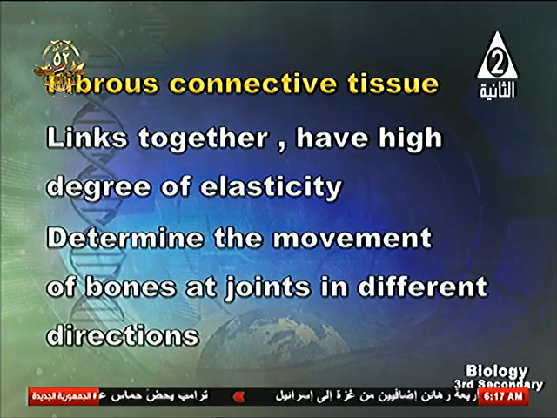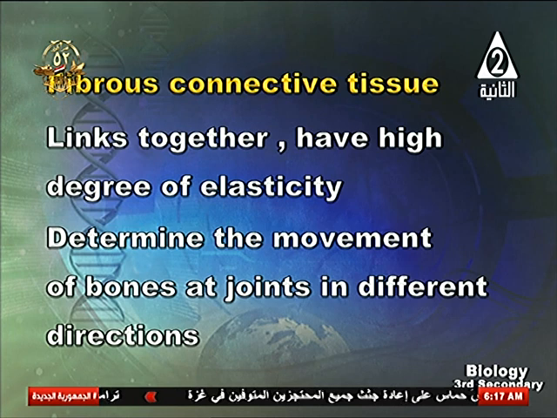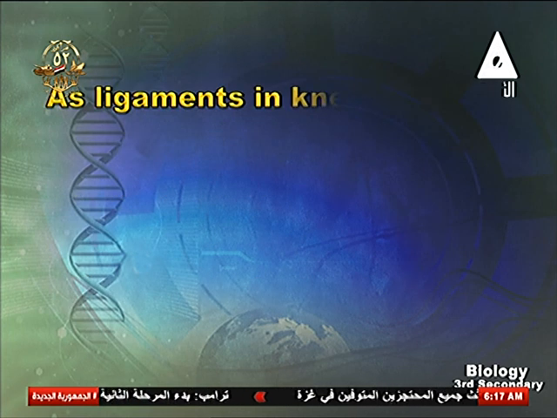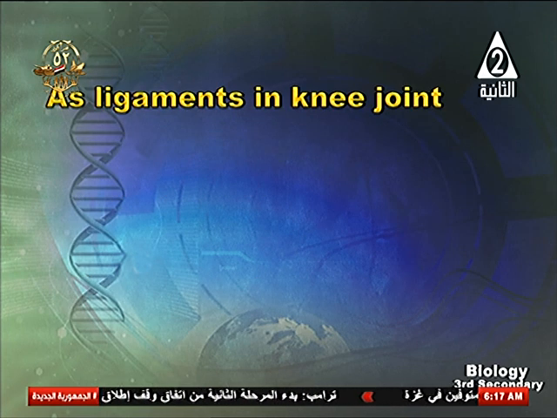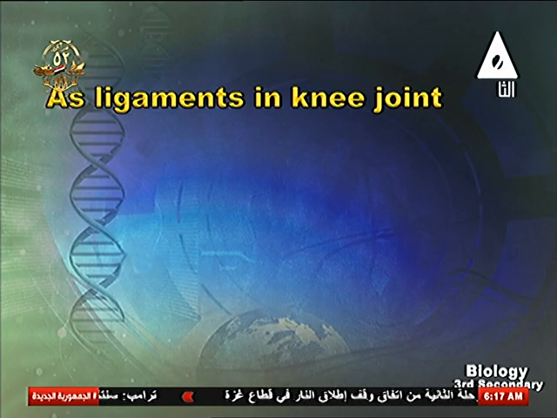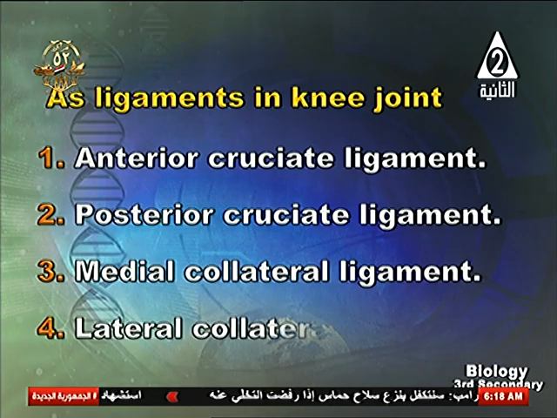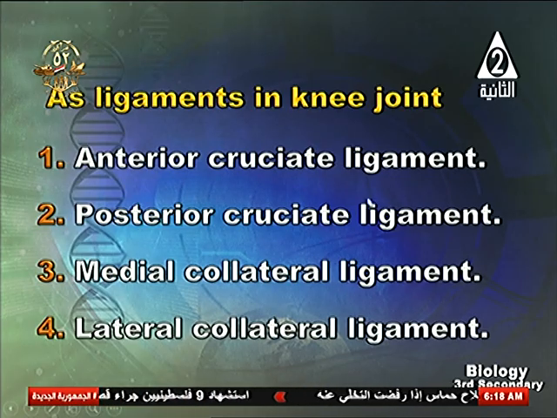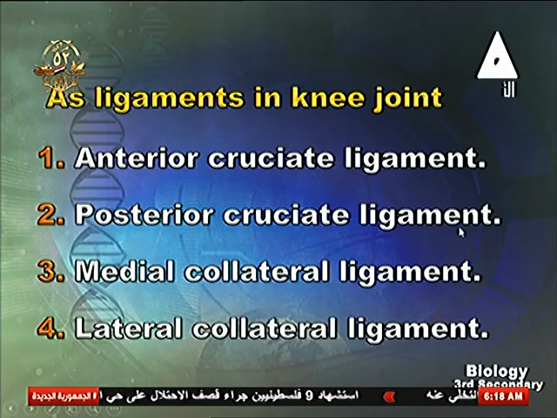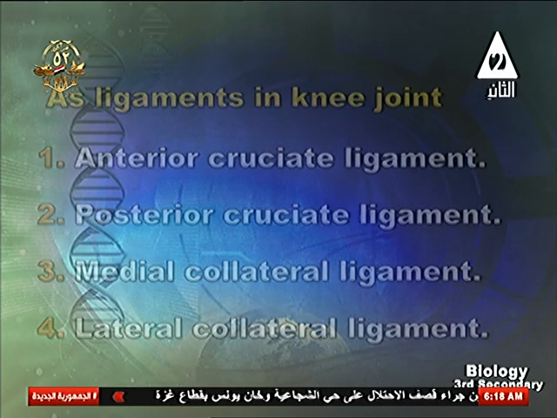Ligaments determine the movement of bones at joints in different directions. The ligaments in the knee joint are a very important example found in your school book. The knee joint has four ligaments: anterior cruciate ligament, posterior cruciate ligament, medial collateral ligament and lateral collateral ligament.